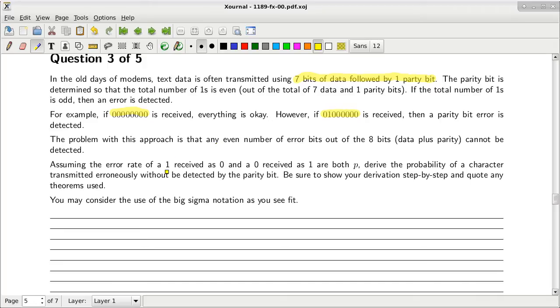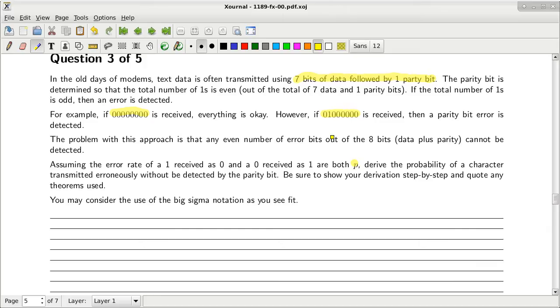The last paragraph says, if we assume the error rate of receiving is p, so a 1 being received as a 0 and a 0 being received as a 1 are the same and they're both p, I want you to derive the probability of a character transmitted erroneously without being detected by the parity bit. A character in this case has 7 data bits. I also want you to show your derivation step by step, and quote any theorems used.